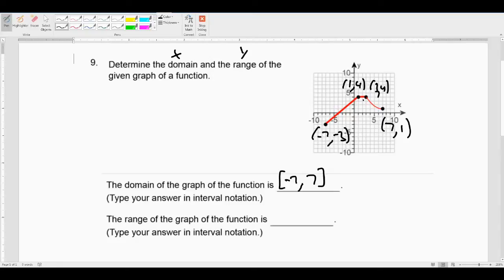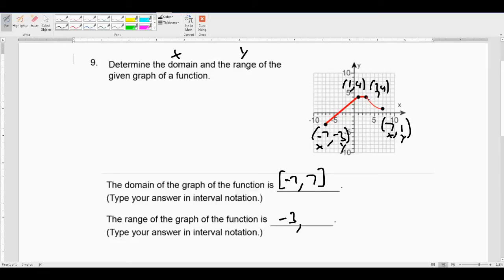Now for the range we're going down. What's the lowest y value? The lowest one I see is this negative 3. Remember that's an x and that's a y. That's an x and that's a y. So that y value is the smallest one, the lowest one. So that's a negative 3.